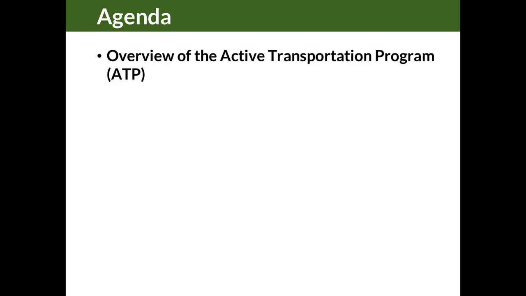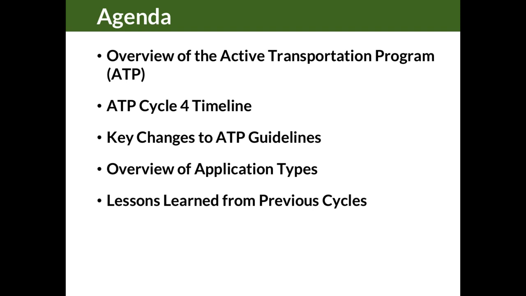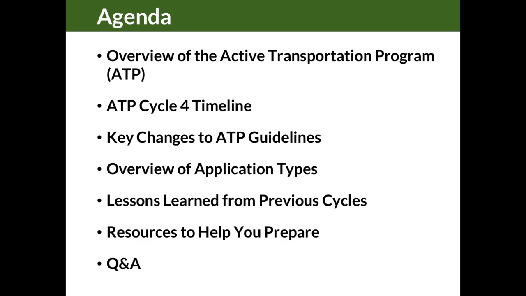So today we'll be talking about a general overview of the Active Transportation Program, a bit of history, and then go into the Cycle 4 timeline, so what to expect and when. Key changes to the ATP guidelines is going to be the bulk of our conversation, along with the application types and overview. We'll talk a little bit about lessons learned from previous cycles, and we have a list of resources to help you as you prepare your applications. And we want to spend a good amount of time at the end to take your questions.